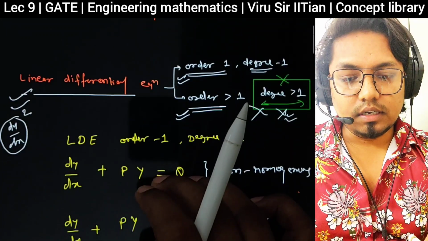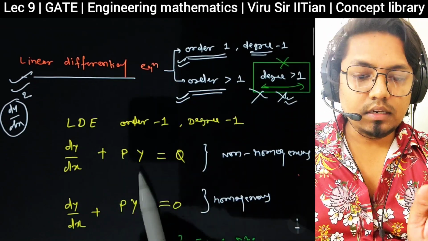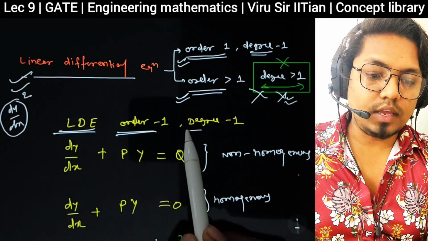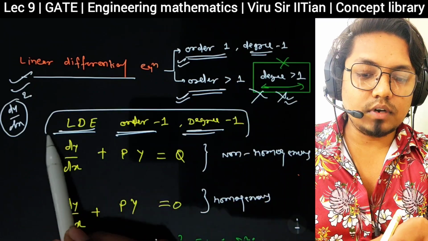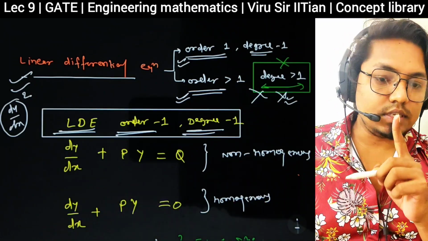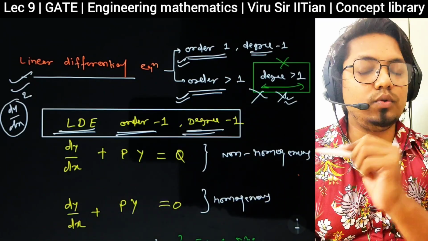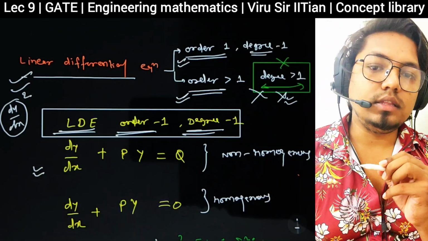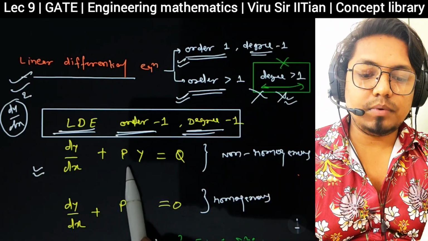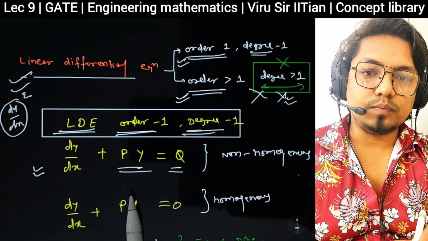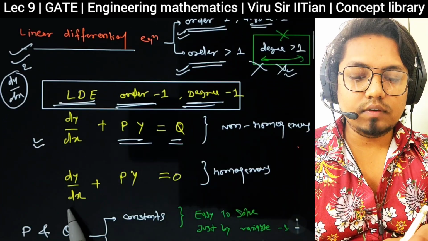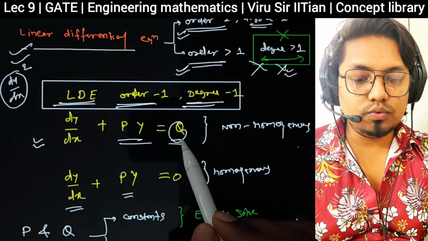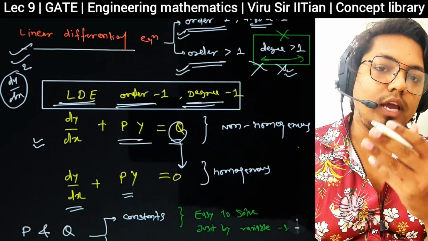Now understand linear differential equation, order 1 and degree 1. This is our approach in this lecture. This kind of topic we are going to cover. So your equation will look like this: dy by dx plus py equals q, or dy by dx plus py is equal to 0. So this q can be 0 or q can be q.